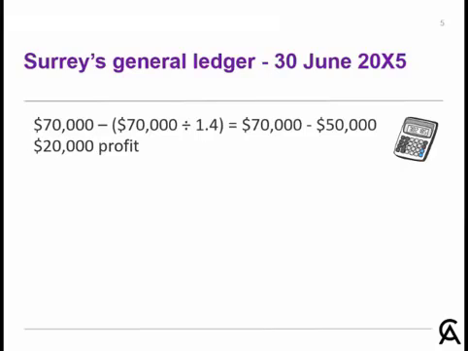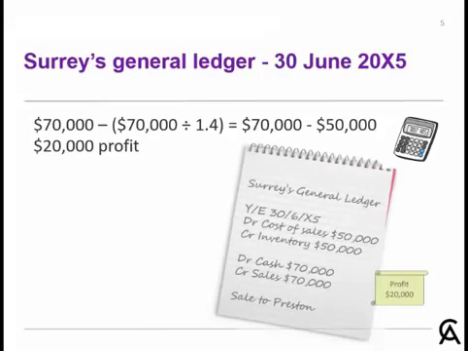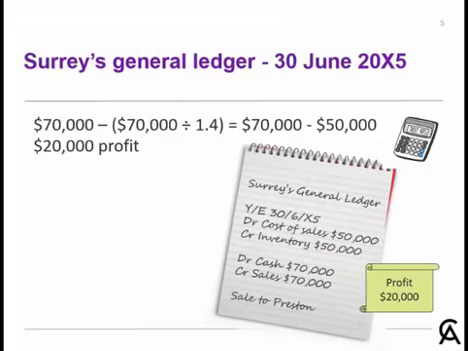So let's have a look, for starters, what's happening in Surrey's general ledger at 30 June 20X5. First, we need to calculate what the actual profit is on the sale if it's based on cost plus 40%. So if the selling price is $70,000, it means that the cost was $50,000 to Surrey. Therefore, there's a $20,000 profit. In their general ledger, they would have recognised entries on the date of the transaction like this. So debit cost of sales 50, credit their inventory, recording some cash and crediting sales revenue.